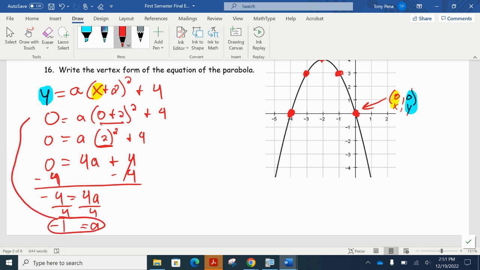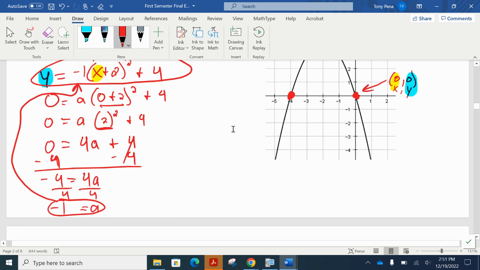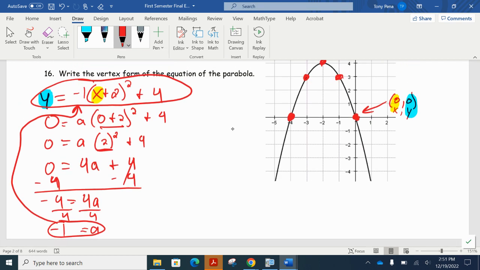So we take that, go back in, and now when we wrote this equation, we know there should have been a negative 1 in front. This is our complete equation. That should also make sense real quick because this parabola opened downwards, so we should have had a negative number in front of it.